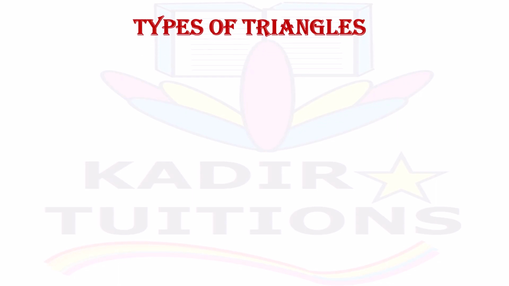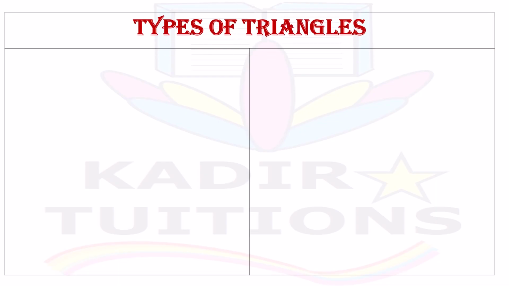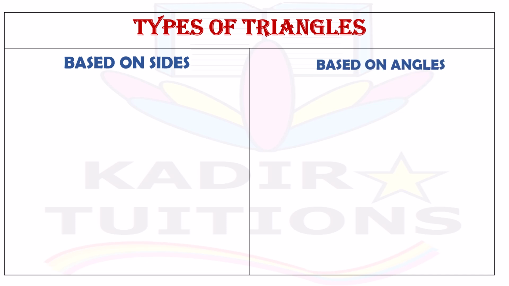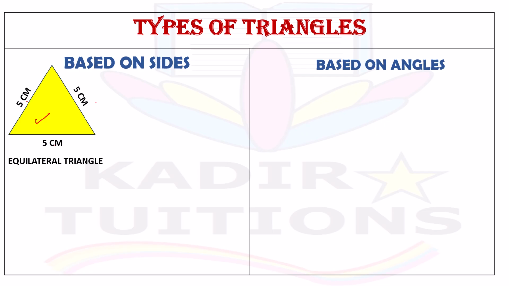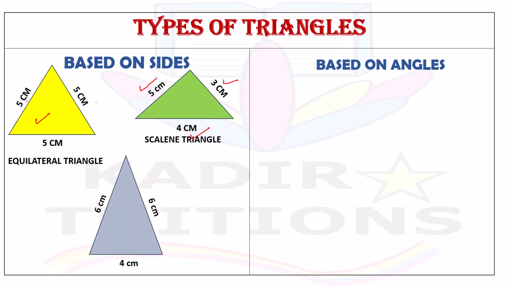The next one is types of triangle. Actually, triangles are classified based on sides as well as based on angles. Based on sides, see here in this triangle, all three sides are equal: 5 centimeters, 5 centimeters, 5 centimeters. So I can say this triangle is an equilateral triangle. In the next one, all three sides are different, so we can say it's a scalene triangle. In the next one, two sides are identical, right? The third side alone is different. So I can say this is an isosceles triangle.